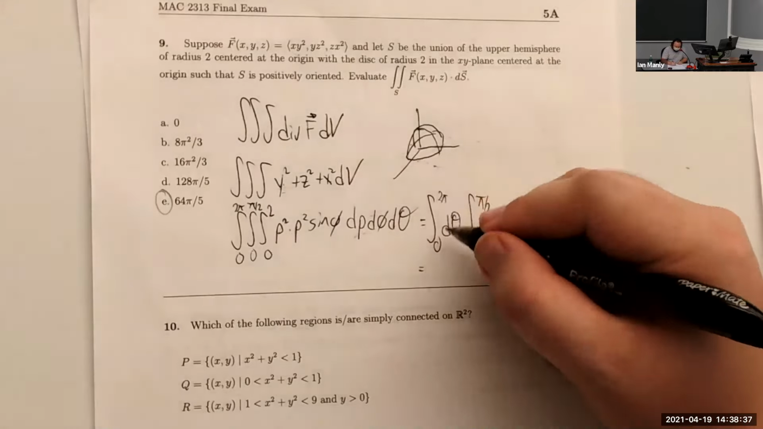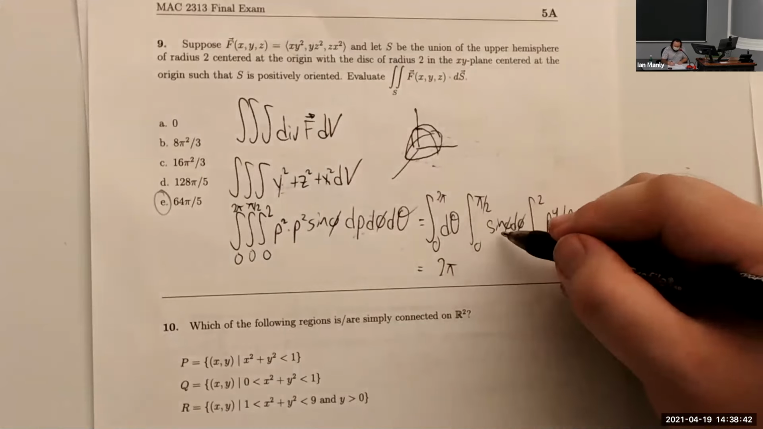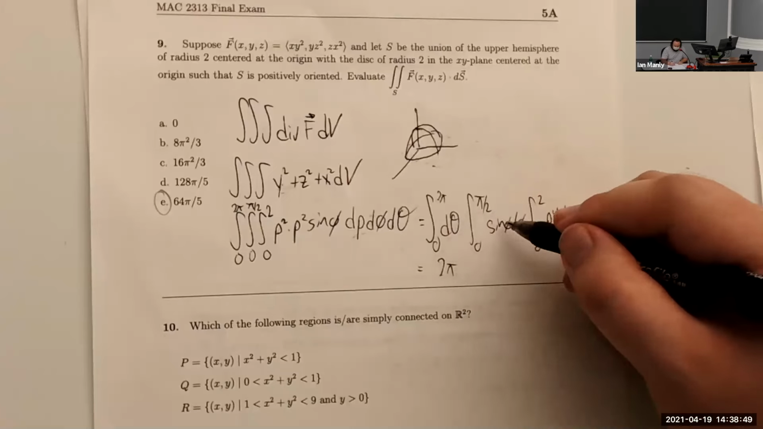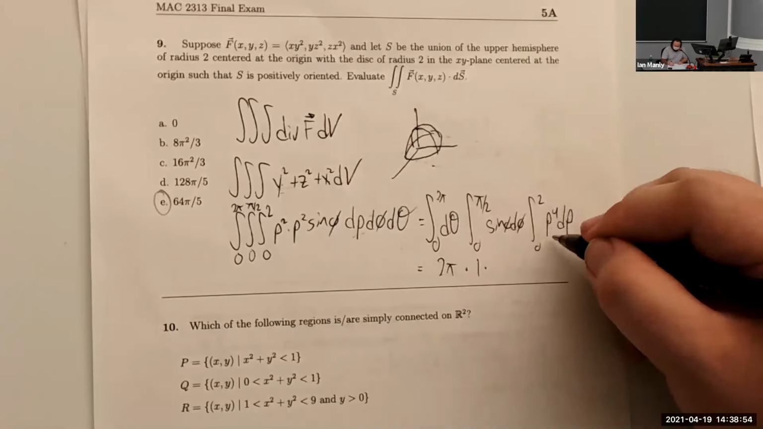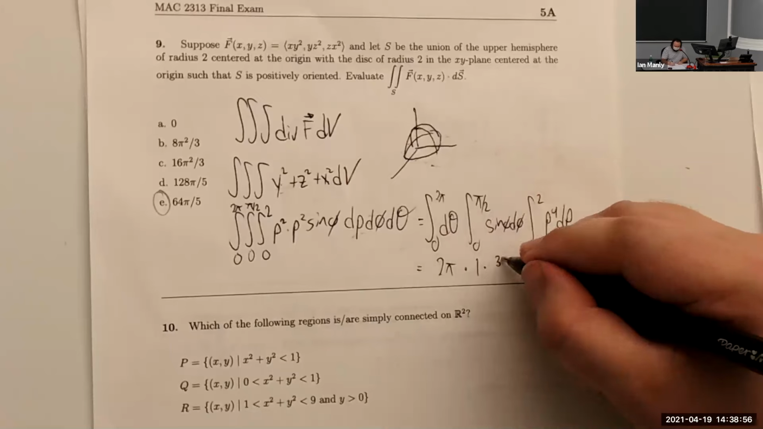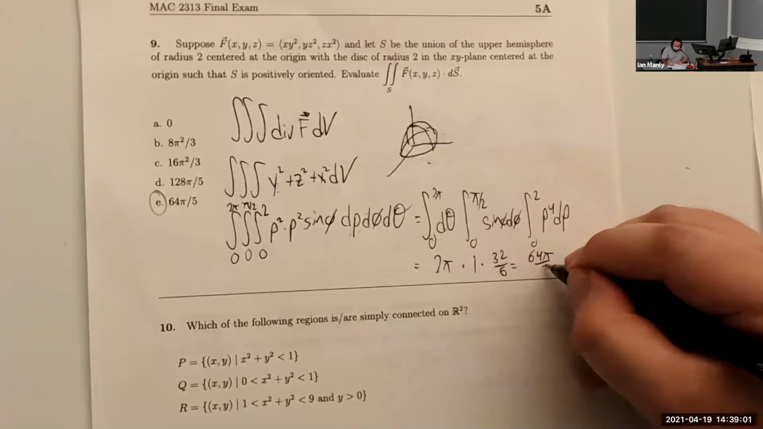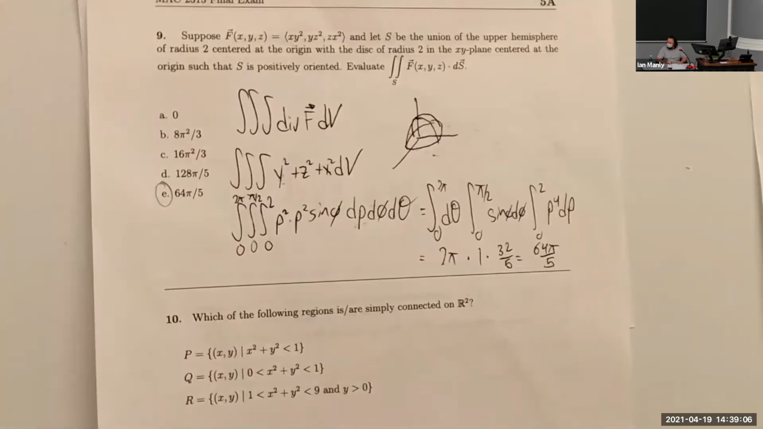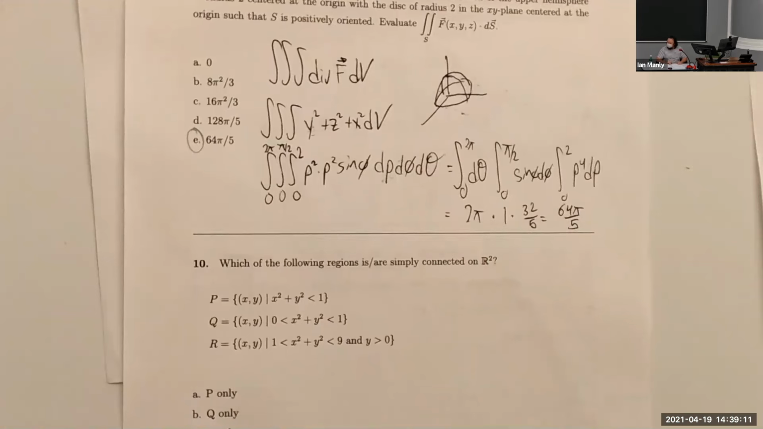We have the integral from 0 to 2 pi of d theta, this is 2 pi. The integral from 0 to pi over 2 of sine, well, let's see, this becomes negative cosine. Negative cosine of pi over 2 is 0, minus negative cosine of 0. All right, so that's just 1. And then this will be rho to the 5th over 5, 2 to the 5th power is 32. So we end up with 64 pi over 5, which is one of the answer choices right here. All right, wonderful, so we got that one.